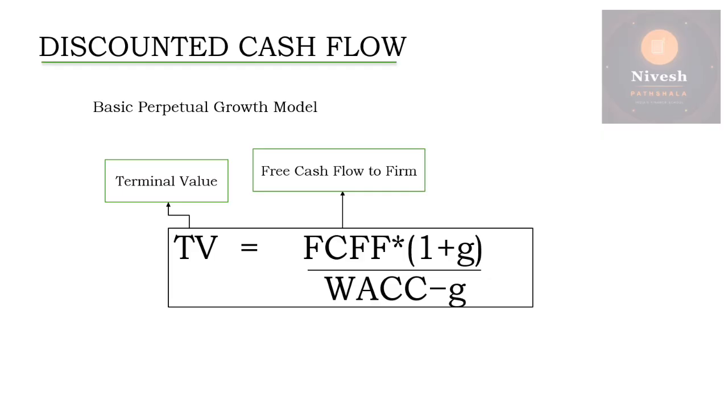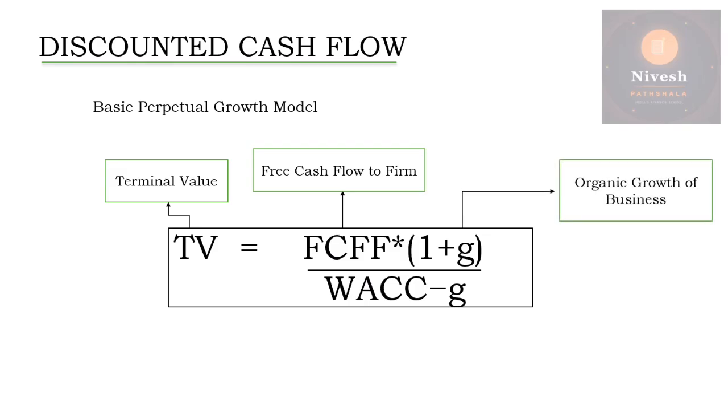Okay. So next one, move on to the growth, G. What is G? It is the organic growth of a business. So year to year, the business grows 5%, 10%. This is called G.